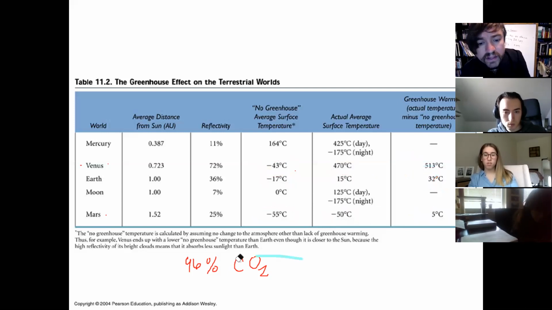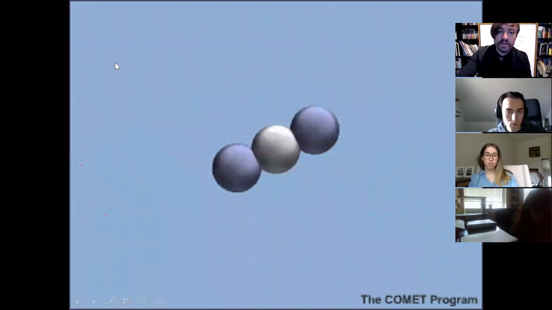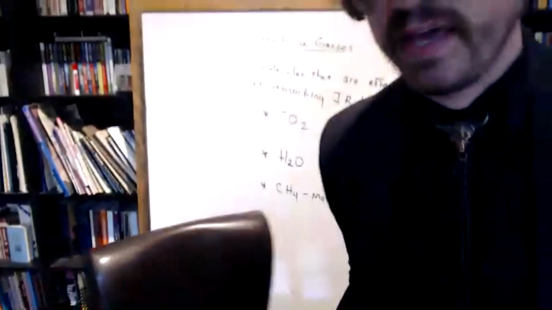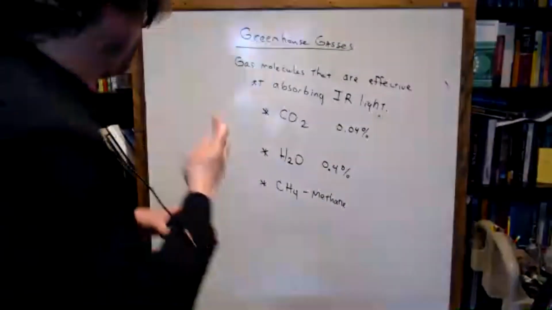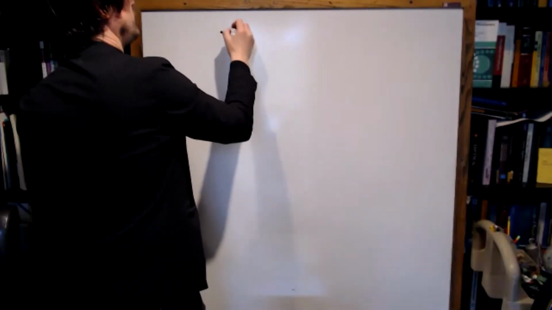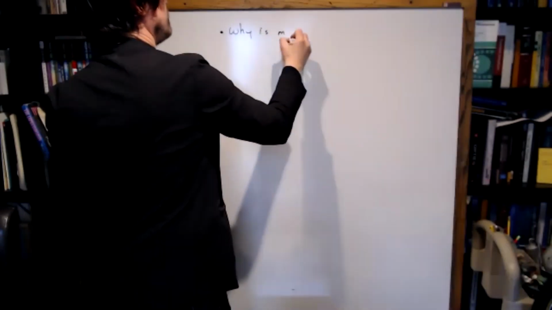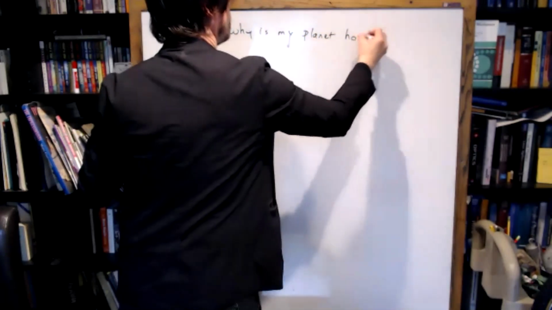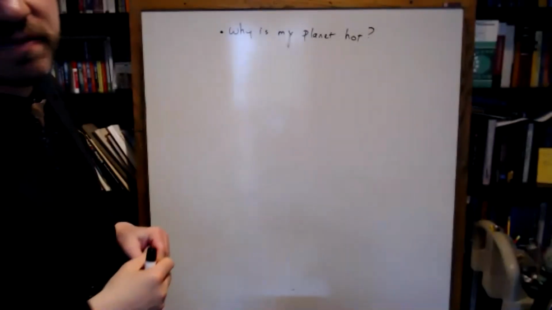Okay, why don't we take some notes? I want to introduce to you guys a new formula. Before we talk about the greenhouse effect, let's just imagine a rock in space that's being heated by sunlight, okay? There are three things that affect the temperature of a planet, and we're going to take these as notes because I think this is a noteworthy enterprise. Why is my planet hot? This is the question we're addressing. Why is my planet hot?